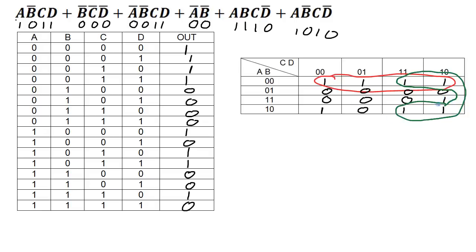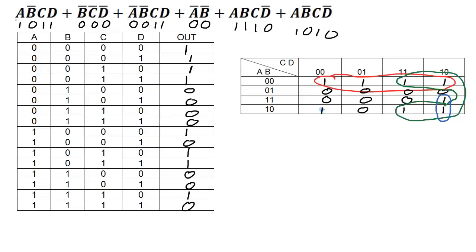I'm also going to need to make a group with this cell here. And unfortunately, the simplest that I can do is a group of 2 like that. I can't extend up to this cell at the top because that would only make a group of 3, not a group of 4. Finally, I need to group this cell.